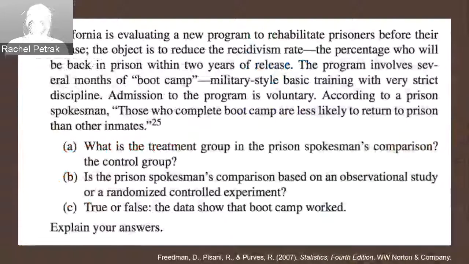Item 11. California is evaluating a new program to rehabilitate prisoners before their release. The object is to reduce the recidivism rate, the percentage who will be back in prison within 2 years of release. The program involves several months of boot camp, military-style basic training with very strict discipline. Admission to the program is voluntary. According to a prison spokesman, those who complete boot camp are less likely to return to prison than other inmates.